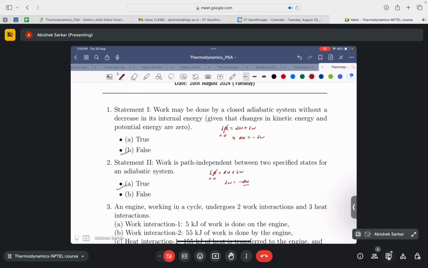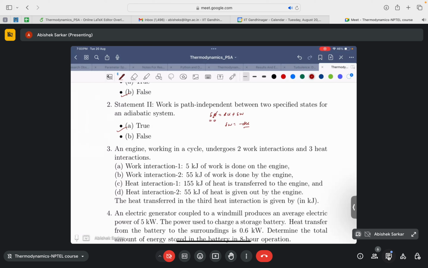Let's see. But from my understanding, I thought it to be in that way, and it seemed that this is the correct answer, but of course other ideas and perspectives are also invited, are encouraged. Okay, so let us go to the next question.